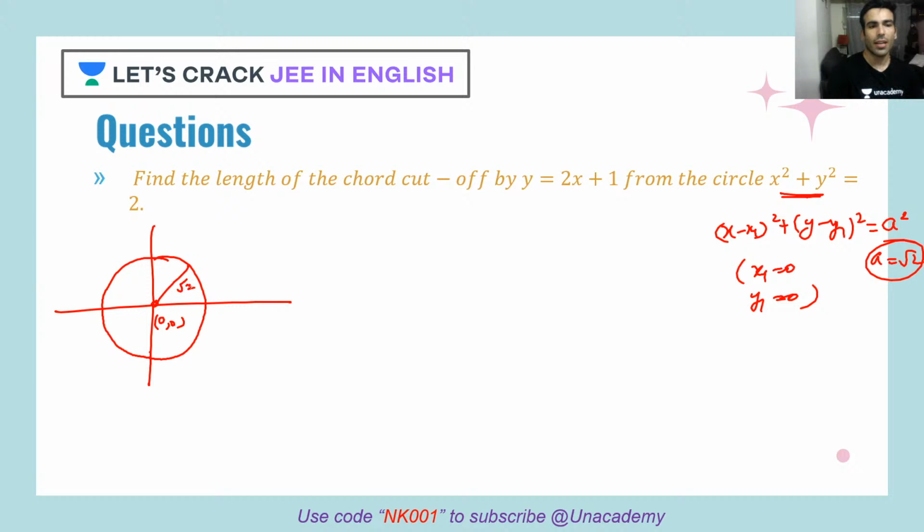Now you have been given a line, y is equal to twice x plus 1. So let's draw the line. The y-intercept here is what? 1. So let's say somewhere here, and the slope is what? 2. So the slope is like 2.